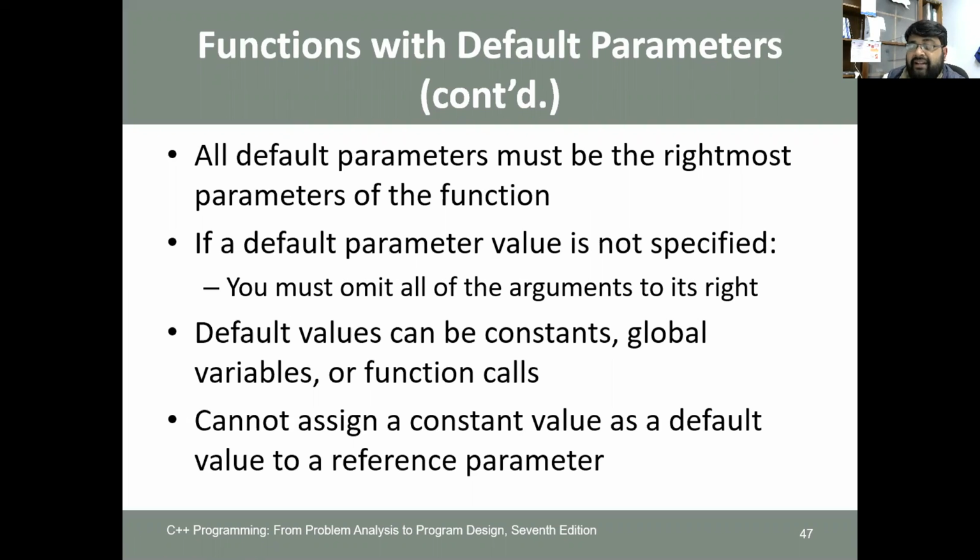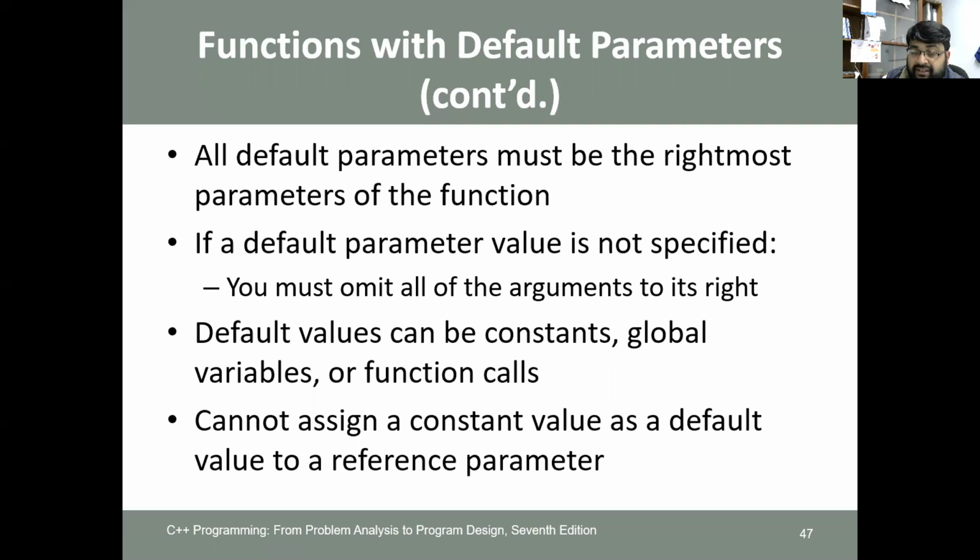So this is some kind of limitation with default parameters. Everything that you declare default has to be on the rightmost side of the parameters of the function. And if you do not specify a default value for one, everything on the right should also be skipped.